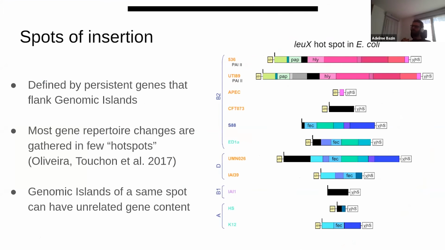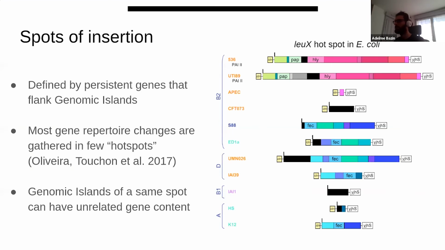So now that we saw that we were capable of predicting genomic islands, we might be interested in studying genomic islands that are found in the same persistent context. Those regions are called spots of insertion. As I said earlier, most gene repertoire changes are gathered into few hotspots. And in this example, which is a very well studied hotspot in E. coli, you see rectangles, which are groups of genes. And you see that in different genomes, you can have many different groups of genes, even though it's the exact same place in all the different genomes.